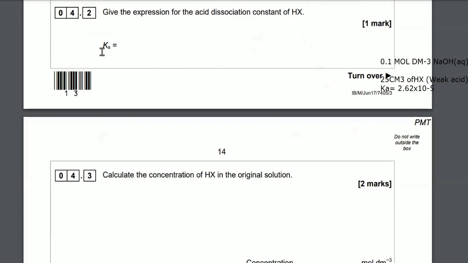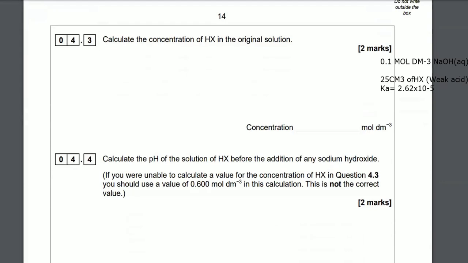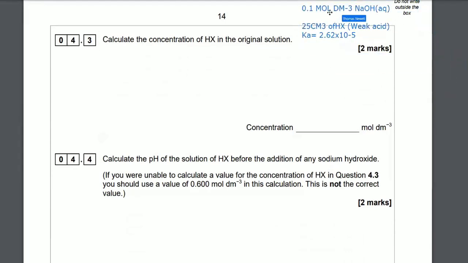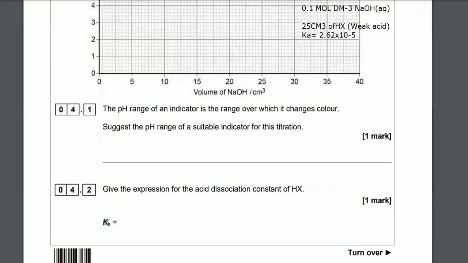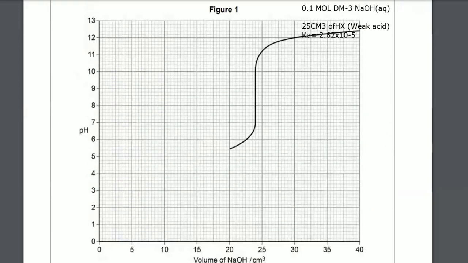Let's move down to the next part. Of course, you can pause the video and have a go. 4.3. Calculate the concentration of HX in the original solution. So we want to know, what do we have? Well, we've got the mole per decimeter cubed, the concentration of NaOH, and we've got the volume of acid. But we need at least two out of the n, c, v for one of these. So let's go for the sodium hydroxide because the graph shows you the volume.